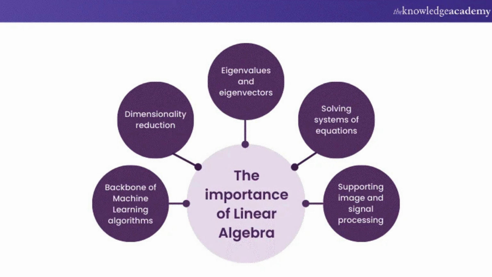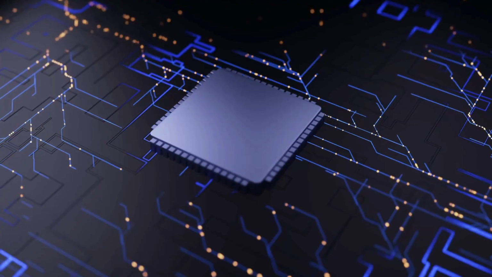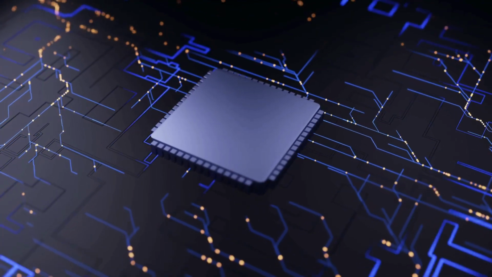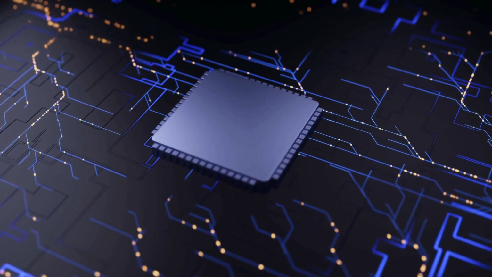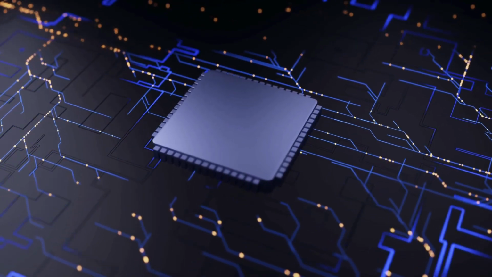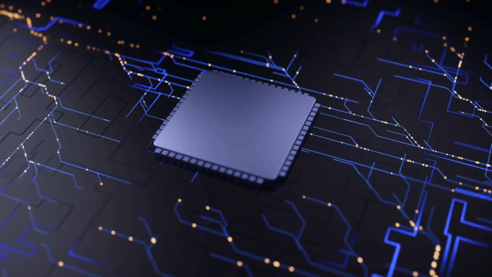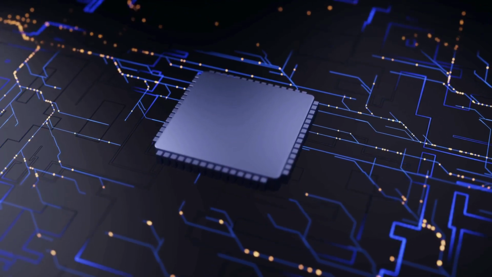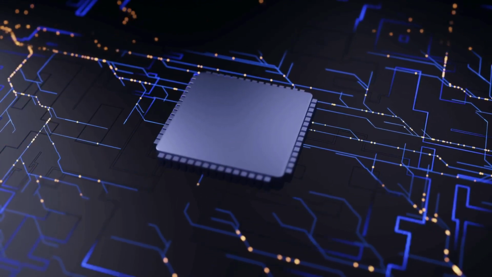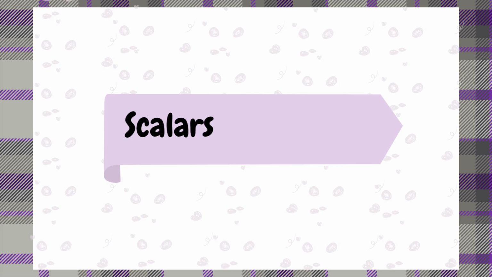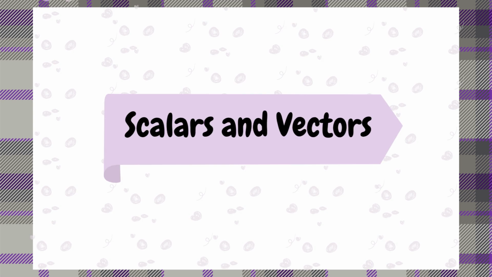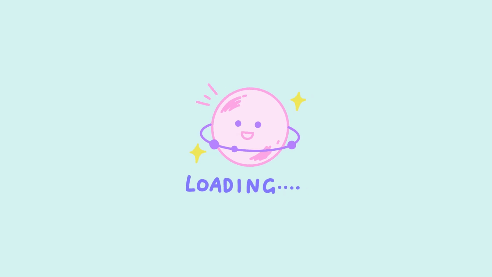In the previous lesson, we learned what linear algebra is, why it is important, and how it forms the mathematical foundation of modern technologies such as artificial intelligence, data science, robotics, and computer graphics. Today, we will begin with the first and most fundamental concepts of linear algebra, scalars and vectors. Understanding these two concepts is essential because almost every topic in linear algebra is built upon them.